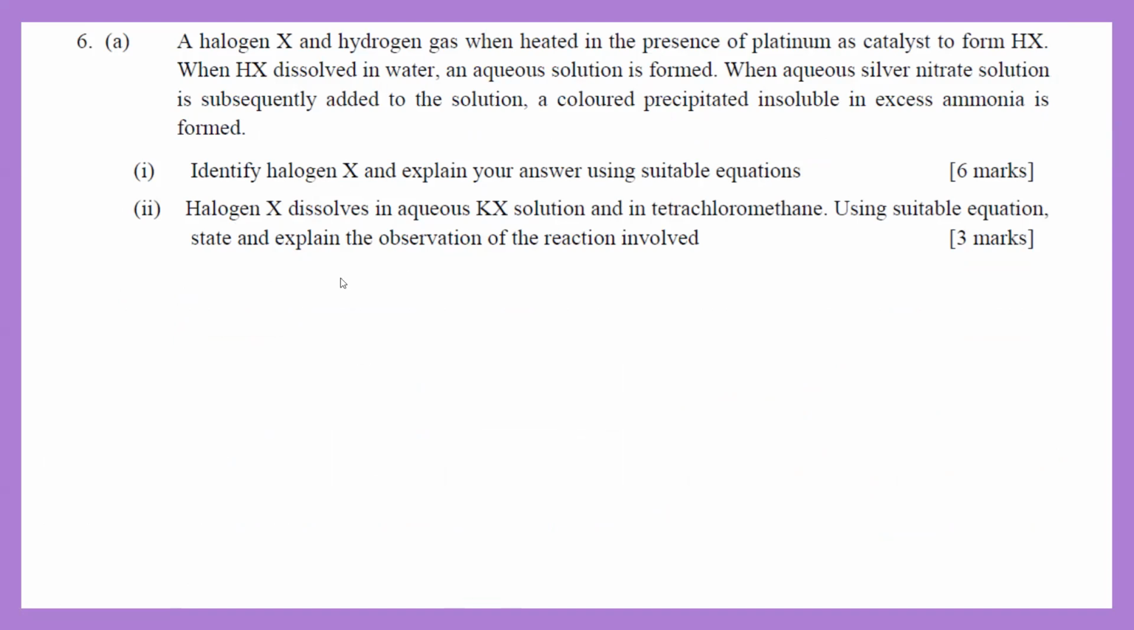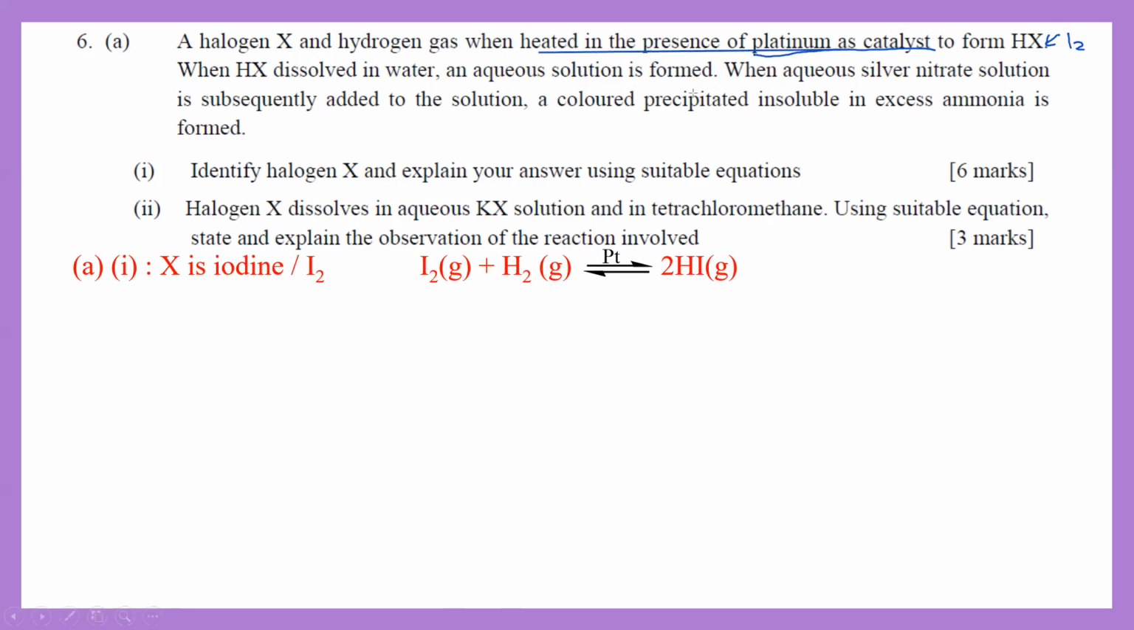So they are trying to tell you, especially when they specifically mention platinum as a catalyst, that X in here is iodine. So here definitely I2 is iodine. Then you have to write the equation: I2 plus H2 give 2HI. Inside here you have a few equations. You have the reaction with hydrogen, number 1. Then number 2, aqueous silver nitrate. And then number 3, insoluble in excess ammonia. So you have to explain these 3.